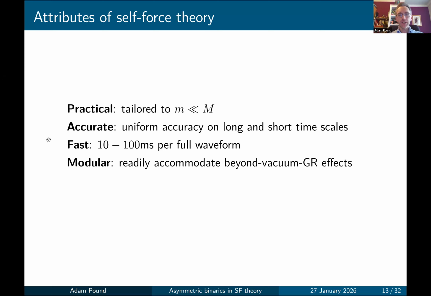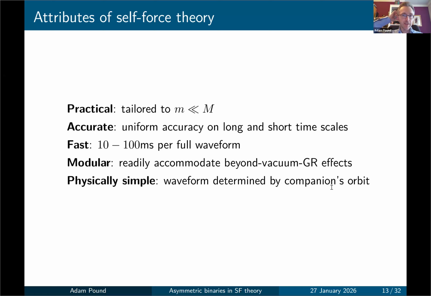Another advantage of the way we formulate things is that it's quite modular. So we never need to redo calculations like you would for NR, where if you change the parameters, or if you change the theory, you've got to rerun a whole new simulation. The way we set things up in self-force, it's very modular, where we can pre-compute things and then add other things, pre-compute those, and we can, in particular, then add effects from an environment or from modifications to GR in a very modular way.